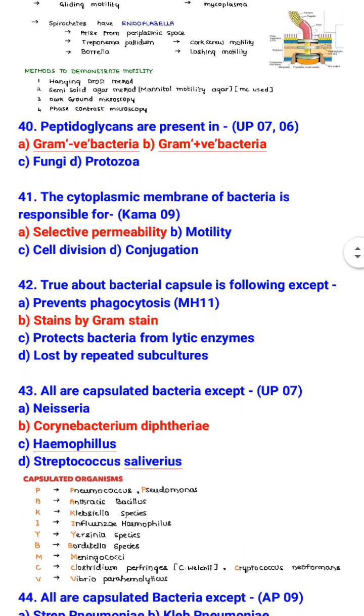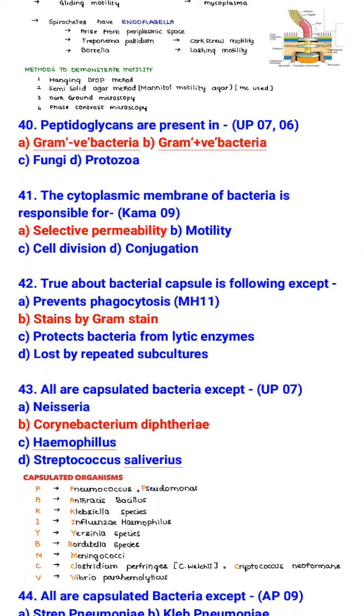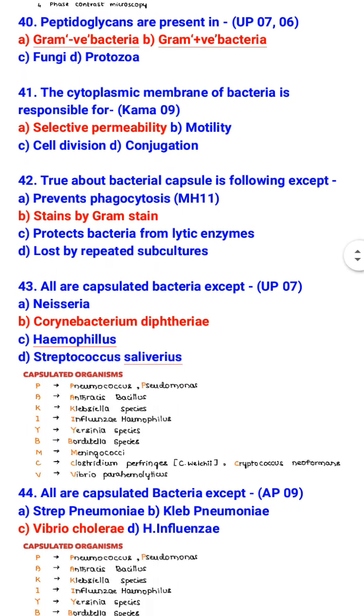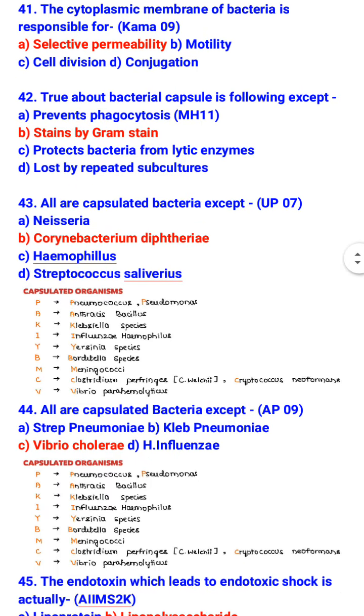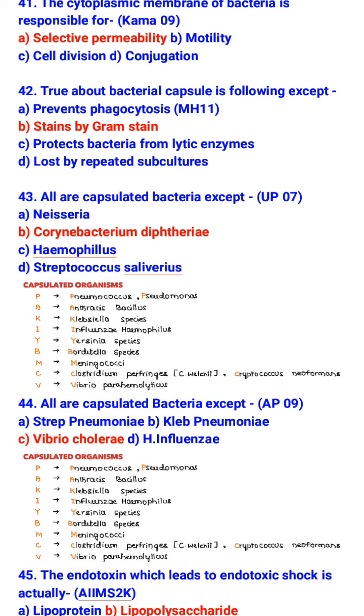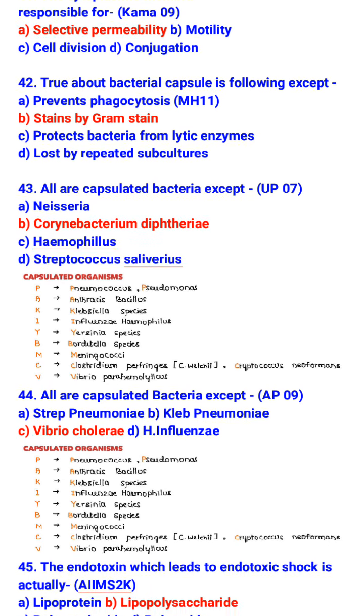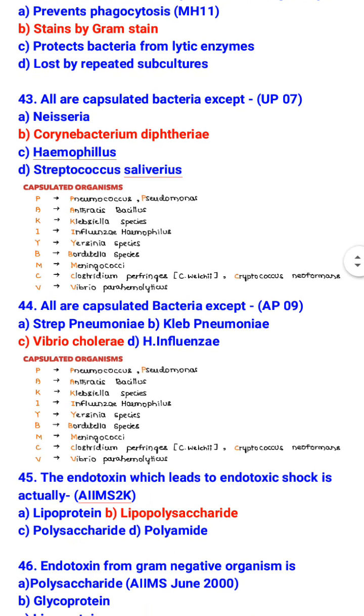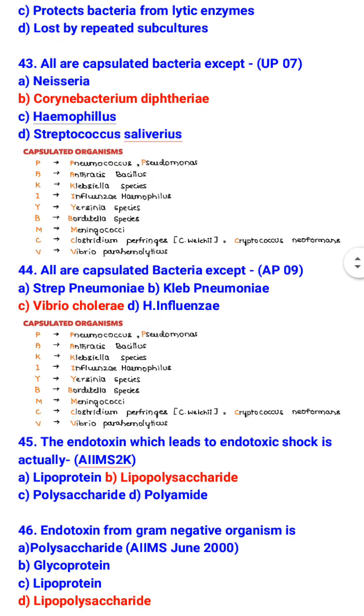True about bacterial capsule is the following except it stains by gram stain. So what is true about bacterial capsule? It prevents phagocytosis, protects bacteria from lytic enzymes and is lost by repeated subcultures. Which are capsulated bacteria? Neisseria, Haemophilus and Streptococcus salivarius. And which is not capsulated? Corynebacterium diphtheriae. All are capsulated bacteria except Vibrio cholerae. So which are capsulated? Streptococcus pneumoniae, Klebsiella pneumoniae and Haemophilus influenzae.